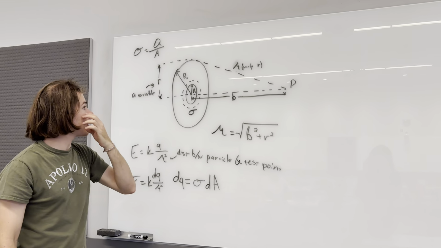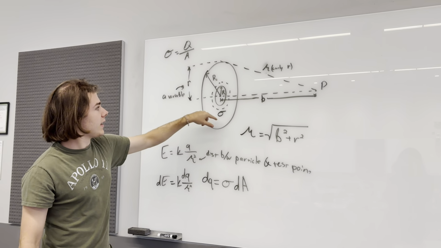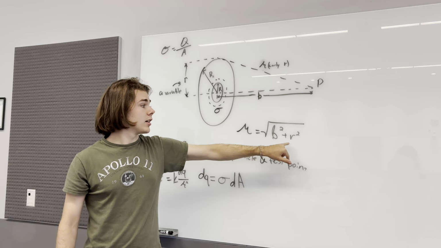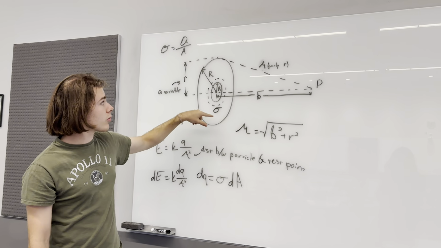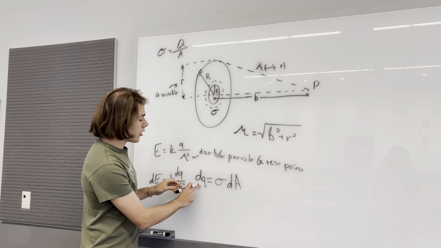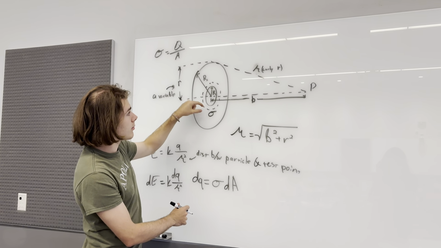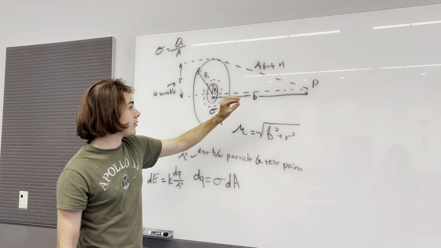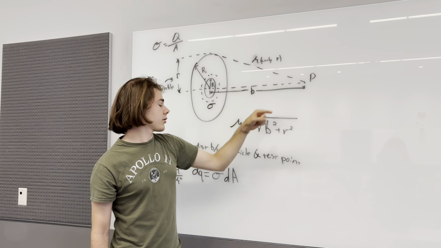Because there's a square root there, we know that that's the same value for any r, right? Because b is always constant. So if you choose some r, so choose some ring, you're going to have the same distance. So we know that every little piece of charge on this same radius is going to contribute the same amount to the x value, to the x direction electric field.